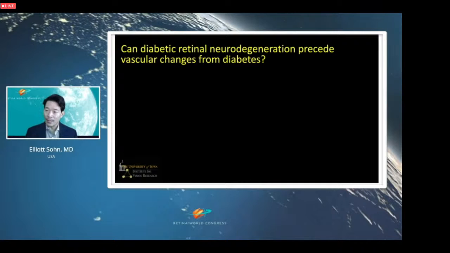So then you might be asking, okay, so what's happening first? Are we actually potentially seeing retinal neurodegeneration before any microvascular changes, which is what we usually think of? Traditional thought is, from Kogan and others, Friedenwald, it's really the microvascular changes that are happening first. But is that really the case?